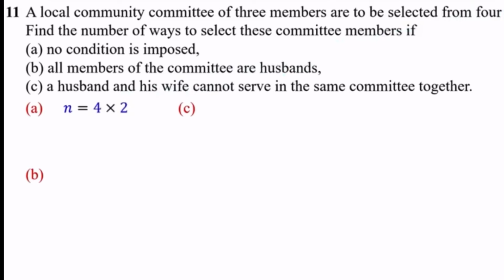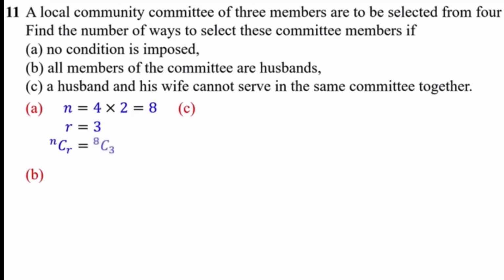We have 4 couples, meaning 4 times 2 persons. One couple consists of husband and wife, which is 2 persons. So that means we have 8 persons. Since there is no condition, we need to choose 3 members for the committee. So out of 8 persons, we will choose 3 persons. We use a combination because the order is not important.